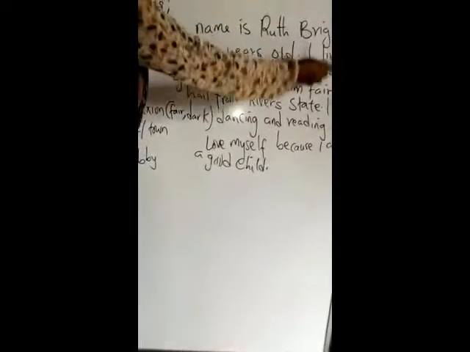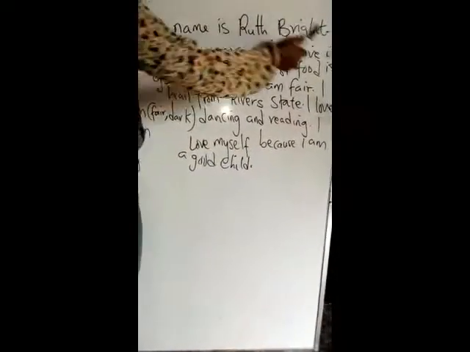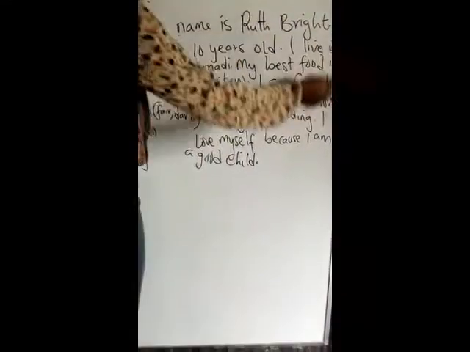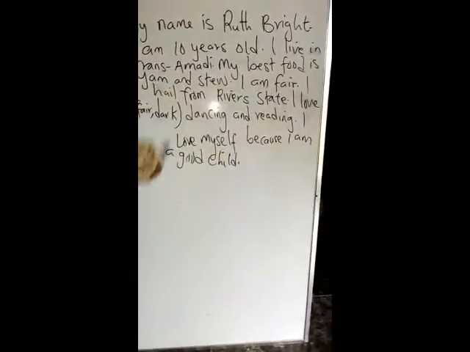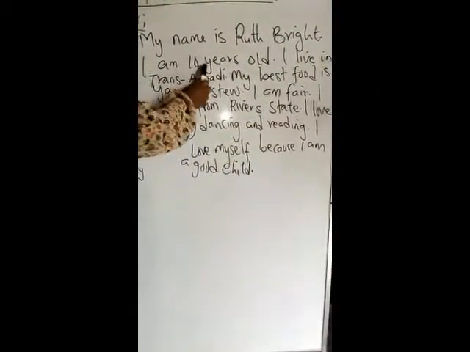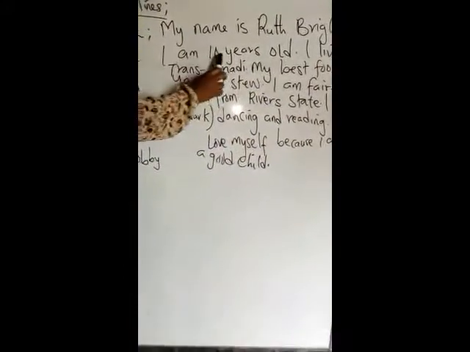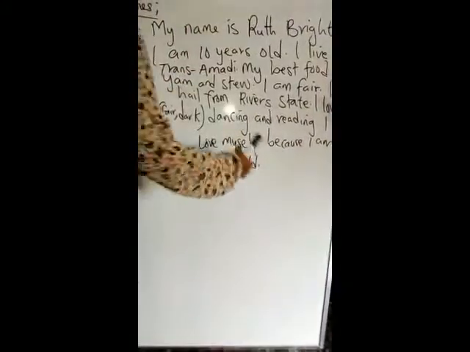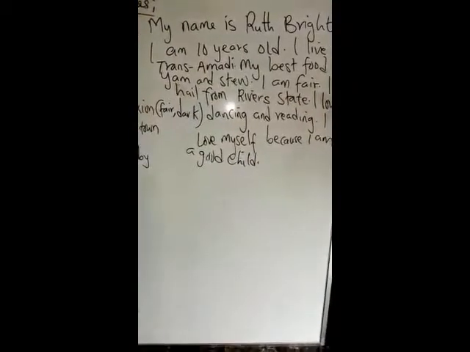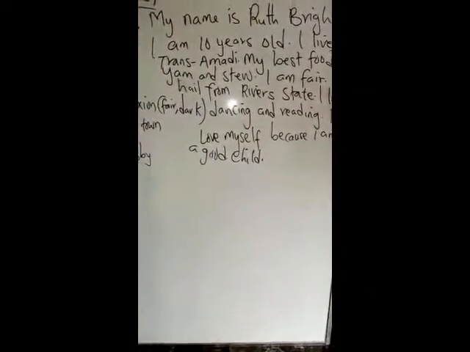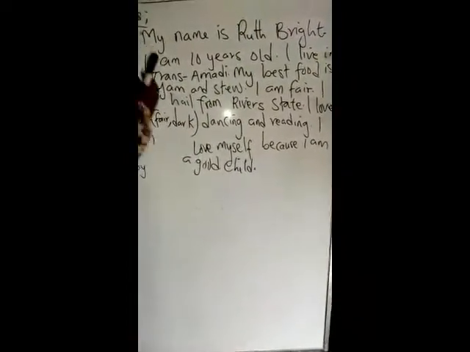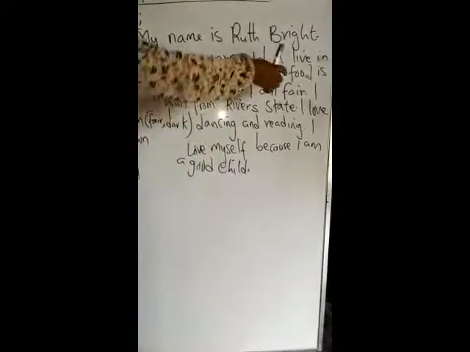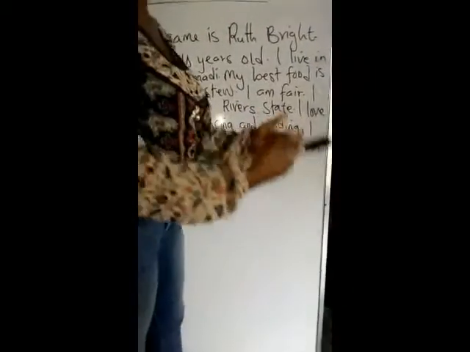My name is Ruth Bright, or my name is Joanne Tikibo, or my name is Emanuela, or my name is Ivana, or my name is Michelle, or my name is Michael. Okay, I am 10 years old. Your age? I am 10 years old. Where do you live? I live in Transamadi, or I live in Abloma, I live in Lagos, I live in Port Harcourt, I live anywhere you live, you write it. You don't necessarily have to tell us your house address. Okay, I live in Transamadi. School: the name of my school is Wisbell International School.